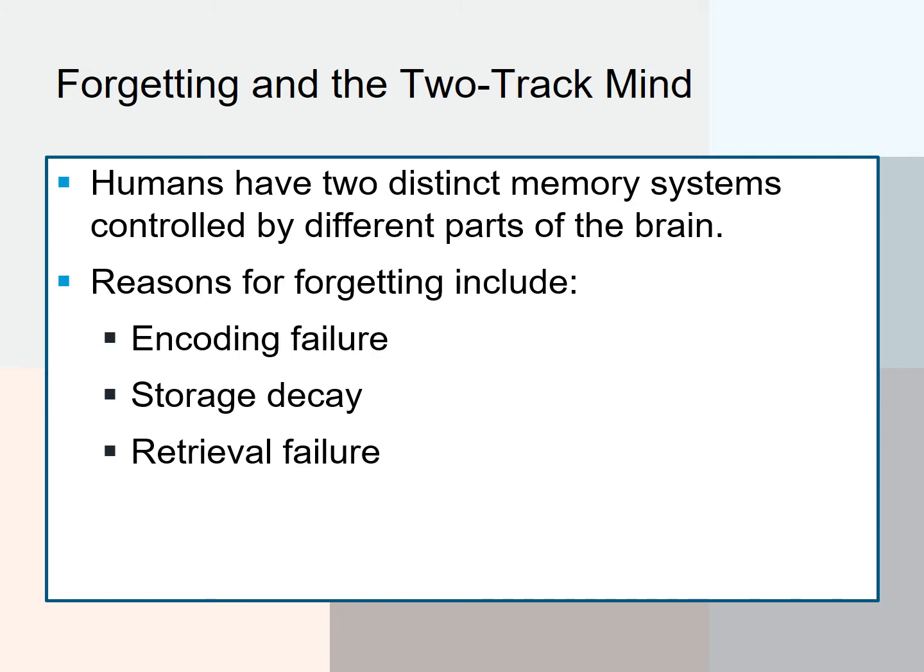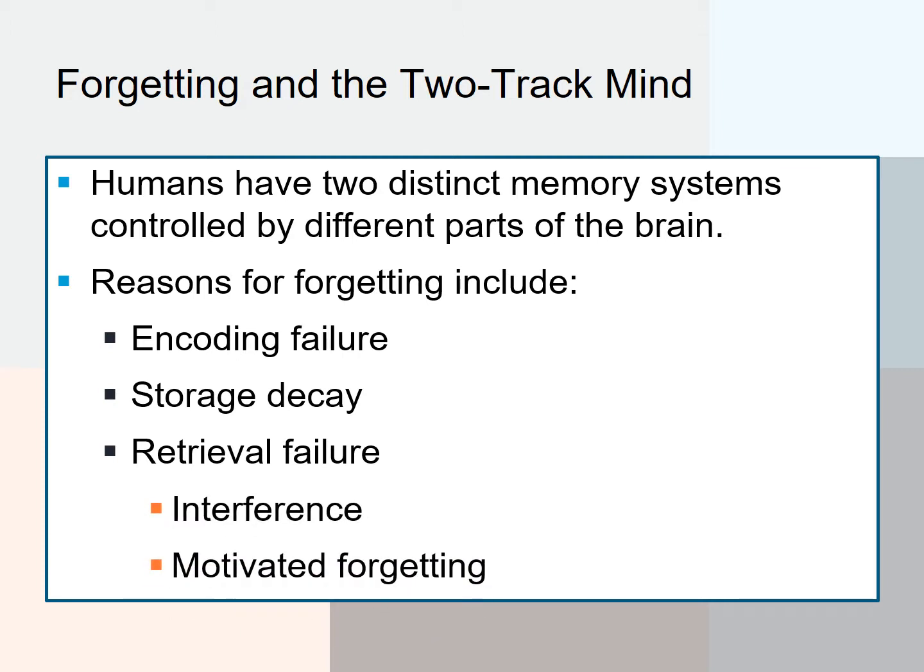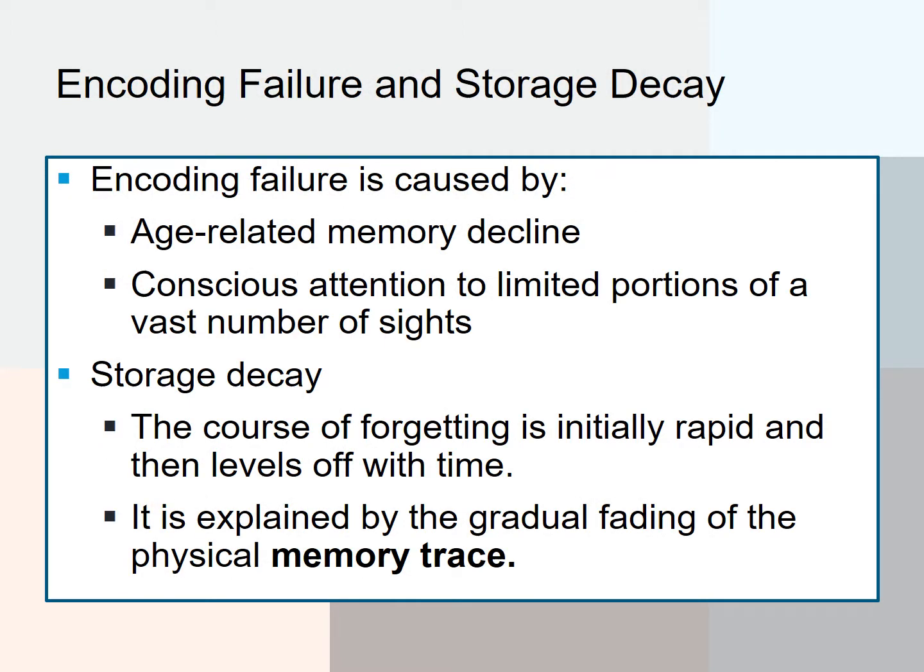Storage decay is when your brain decides that the information isn't something that you need to keep track of, so it sort of forgets about it. Retrieval failure is just, it's in your brain, but for some reason the synaptic trail is weak and you can't access that information very easily. This can be with interference and motivated forgetting. We'll talk first about encoding failure and storage decay.